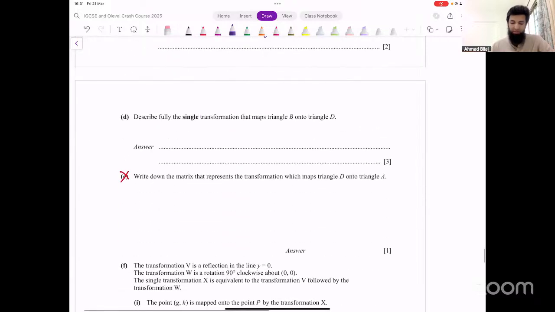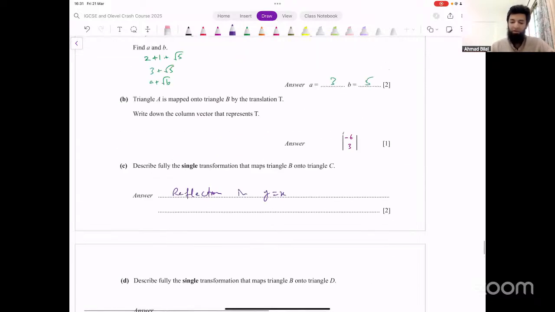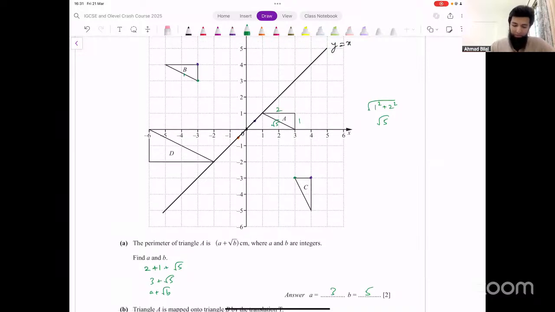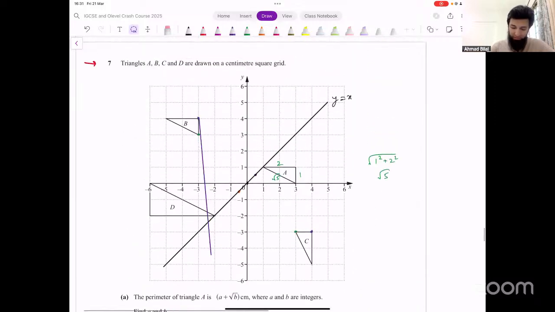Let's move on. Now it says, describe fully the single transformation that maps B onto D. So now we have to go from B to D. How can we do that? Now that's clearly an enlargement, right? The size is changing. Join corresponding vertices to find the center of enlargement. That's how we used to find it. Join the 90 degrees vertex to the 90 degrees vertex. That's this. Then the vertex on the shorter side, that's this. Let's join these two.